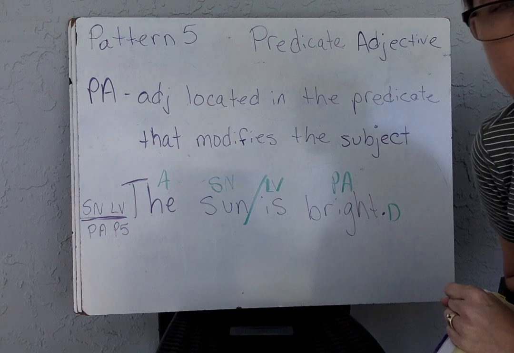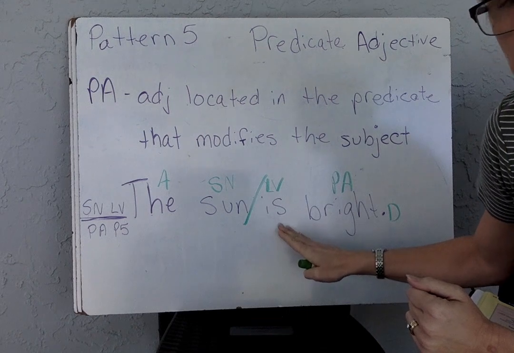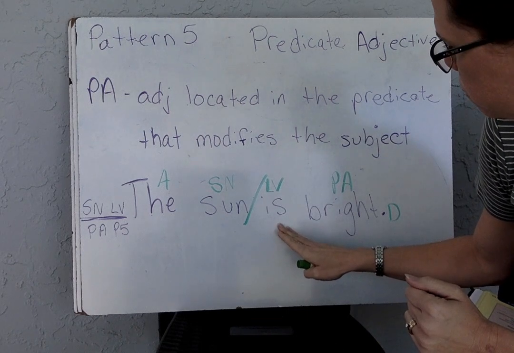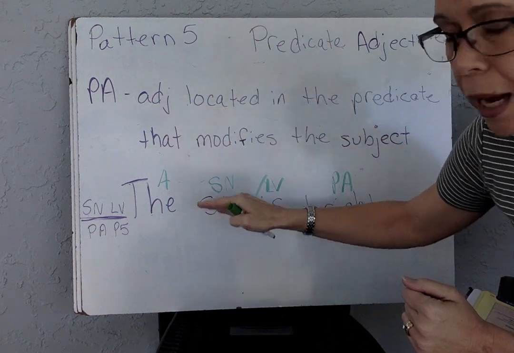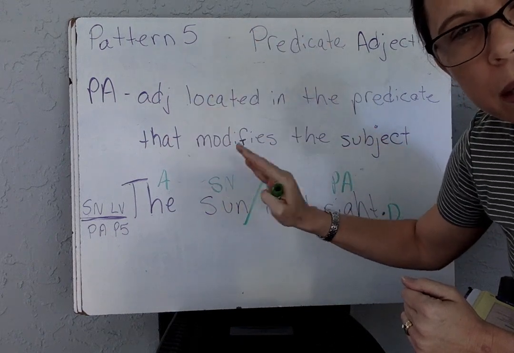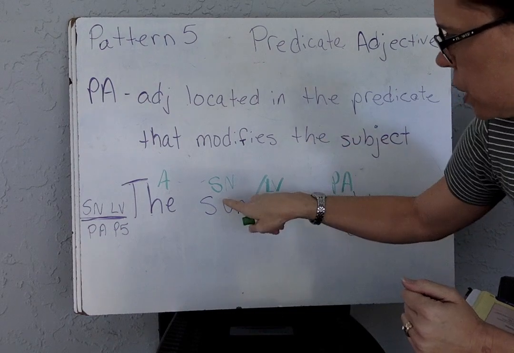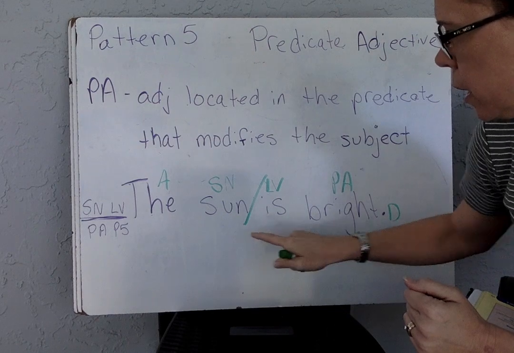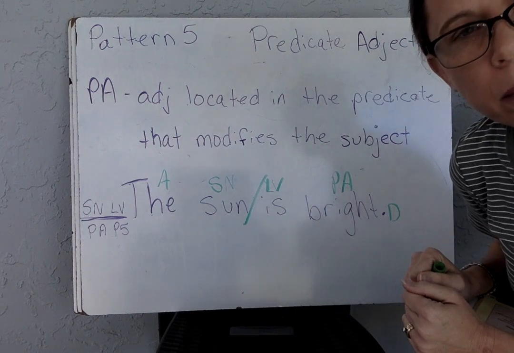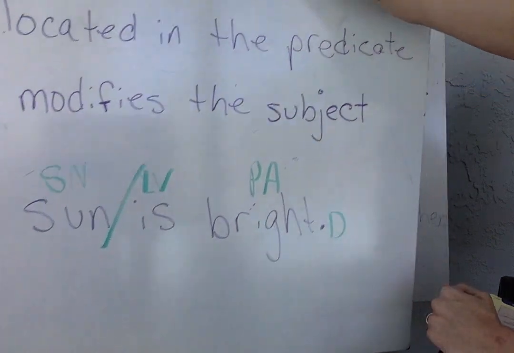Okay? So again, pattern 5. We must have a linking verb for it to be pattern 5. We must have an adjective in the predicate that goes back and describes our subject. Think about it. If I want to describe the sun, I could put this word in front of the sun. Bright sun. Okay? This word is describing our subject noun. Okay? Let's try a little bit more. Get rid of this board.